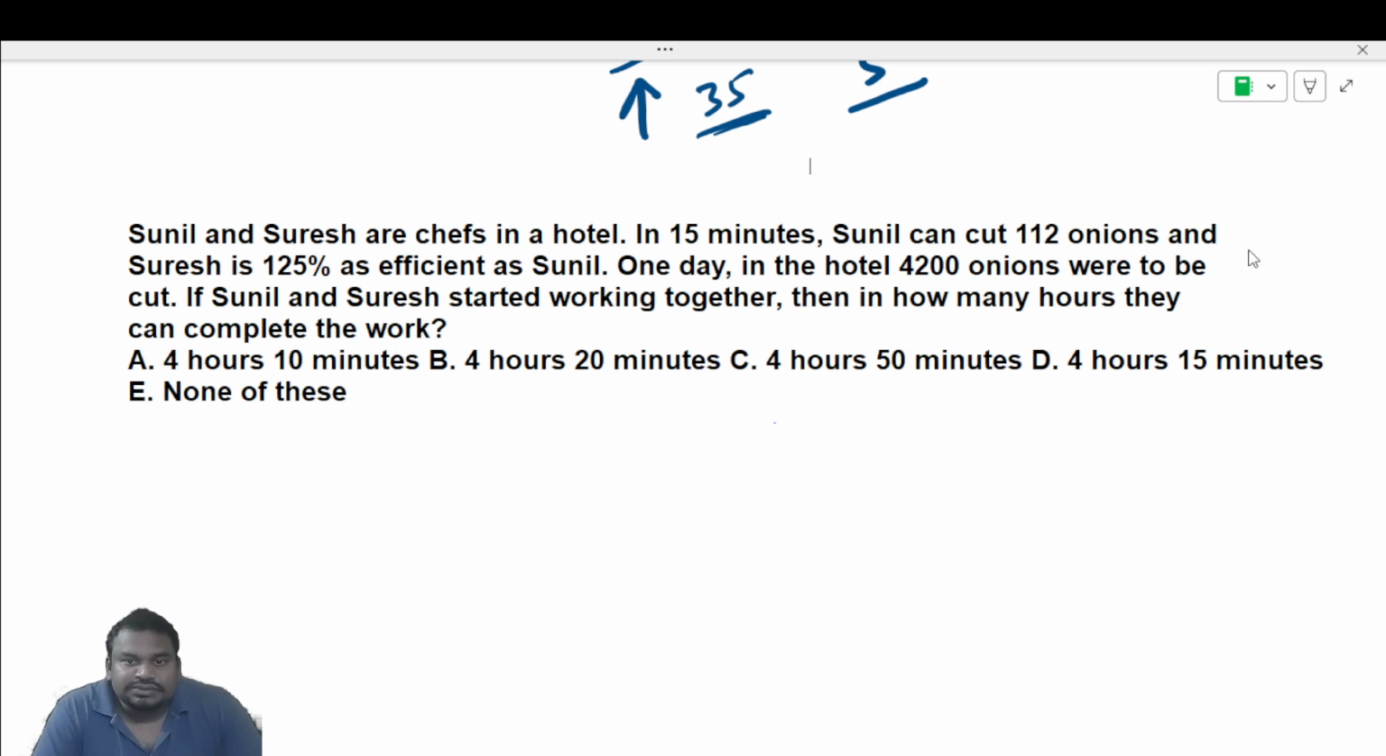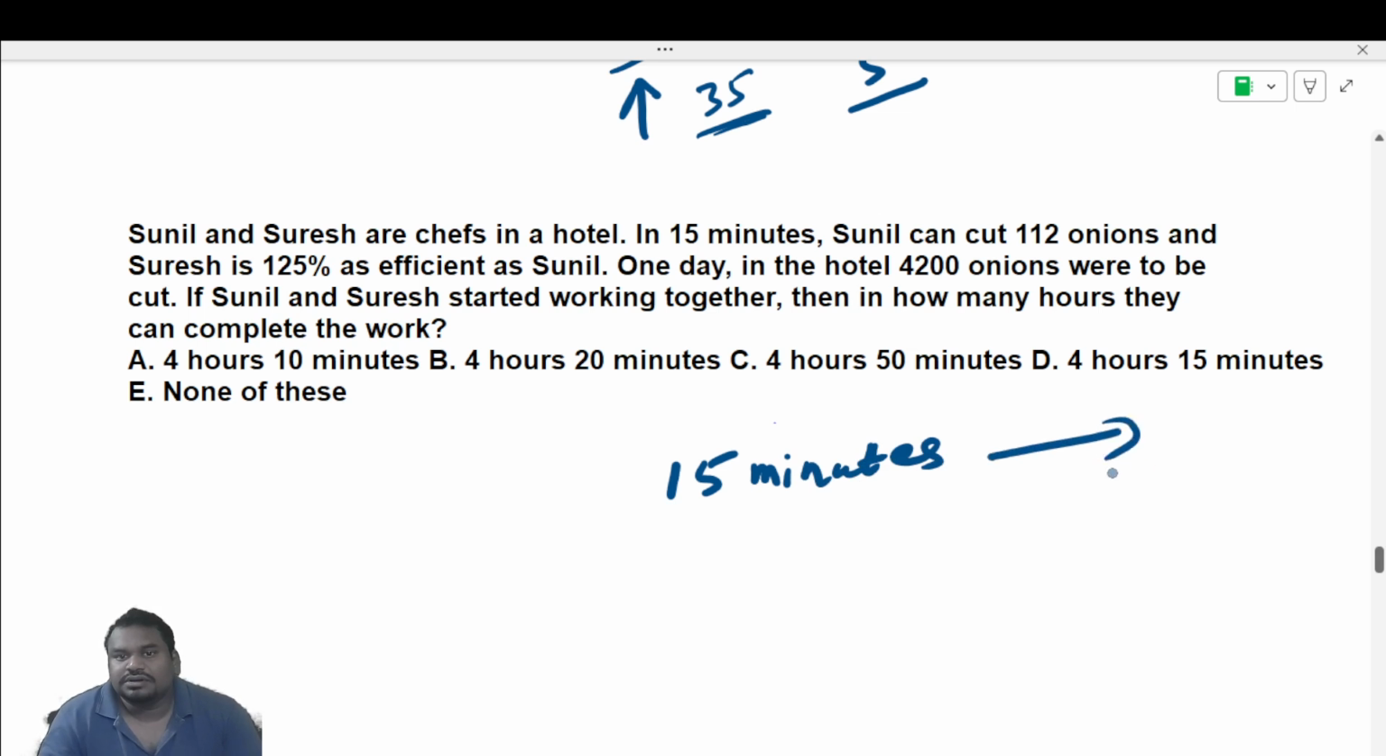One day in the hotel, 4200 onions were to be cut. So there was a situation at that time. Both guys were supposed to cut 4200 onions. So if Sunil and Suresh started working together, then in how many hours can they complete the work? So they are working together. How much time they take has to be calculated. See, in 15 minutes itself, Sunil can cut 112 onions.